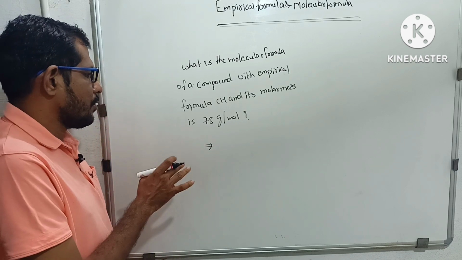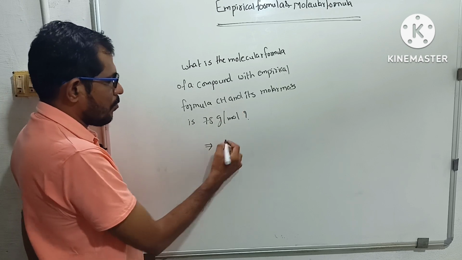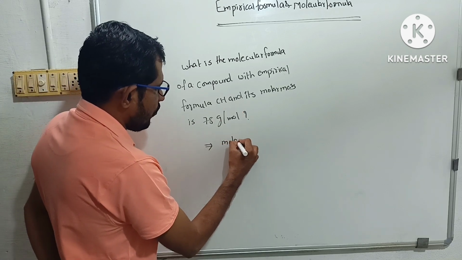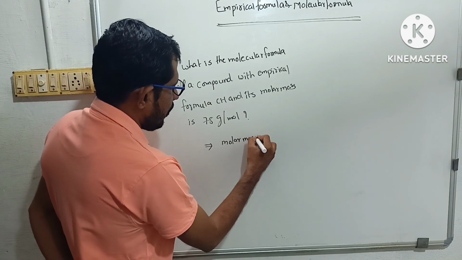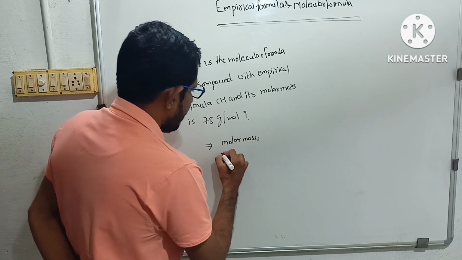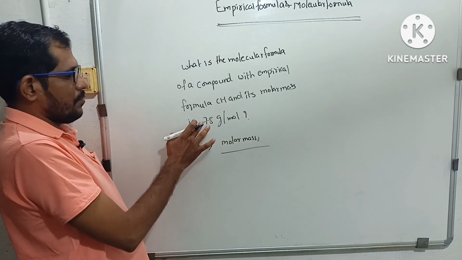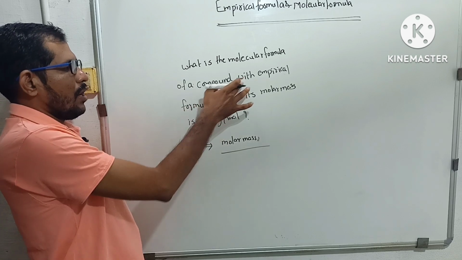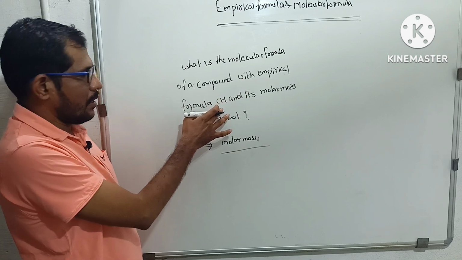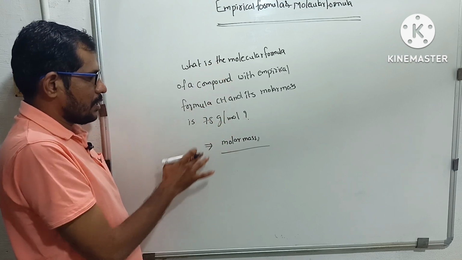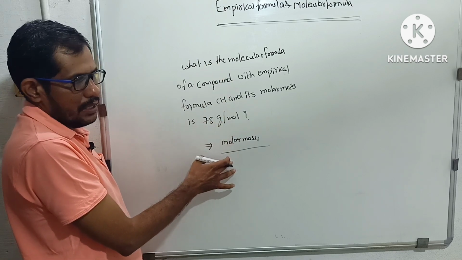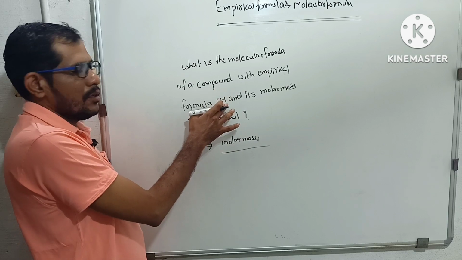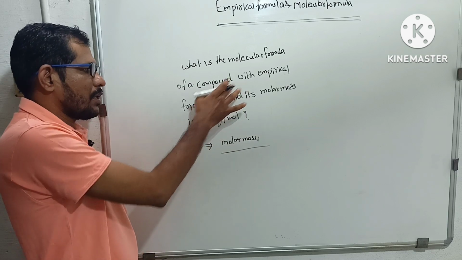For these compounds, what you do is first write the molar mass of the compound. Then calculate the molar mass from the empirical formula. I repeat, for such kind of questions, first write the molar mass, then calculate the molar mass from the empirical formula.